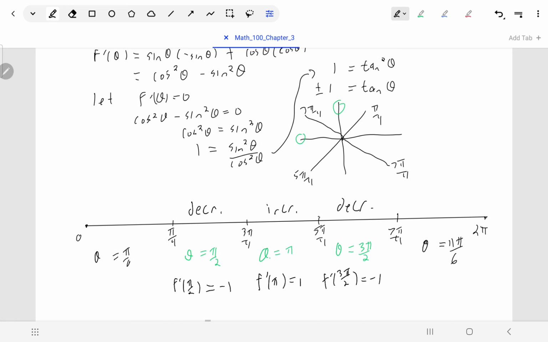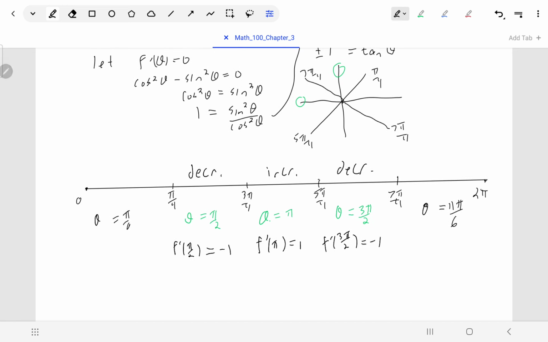Okay, so the only ones that I'll have to do any real calculating with are the pi over 6 and the 11 pi over 6. F prime of pi over 6, that's cosine squared of pi over 6 minus sine squared of pi over 6. Cosine of pi over 6 is root 3 over 2, so cosine squared would be that squared. Sine of pi over 6 is a half. And when I clean that up, that would give me 3/4 minus 1/4, which is 2/4, or a half. So positive value for f prime, we are increasing.